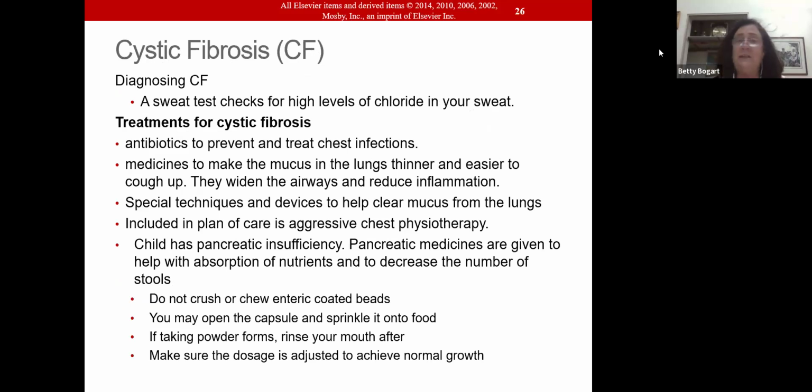Now, the sweat test will come in. It's going to be high chloride in the sweat, it's salt. Absolutely. Just little stickers they put on. That's all they do and test it.